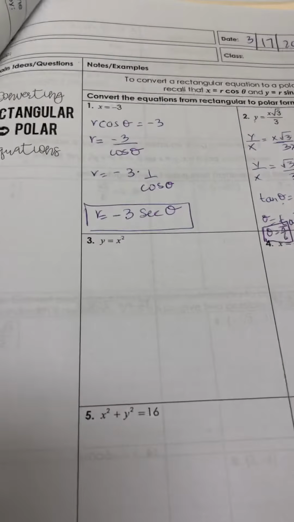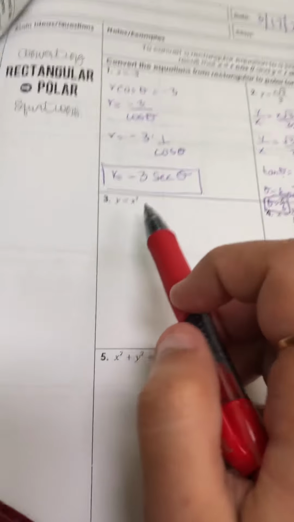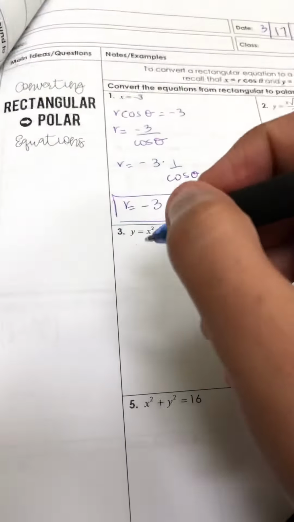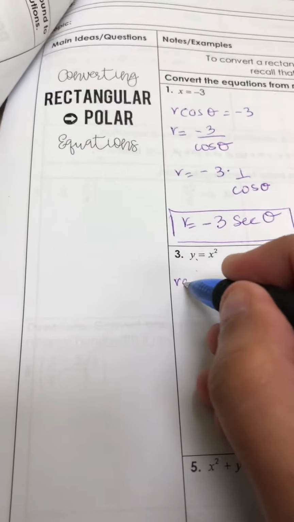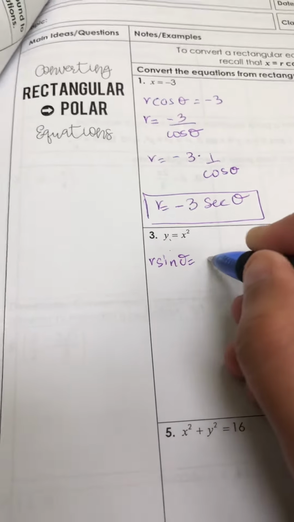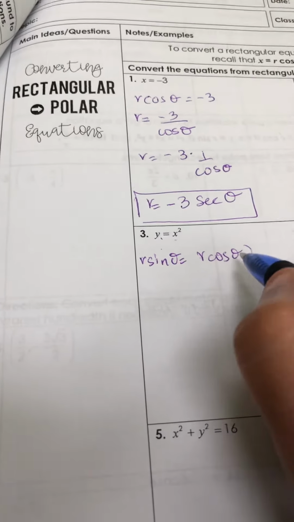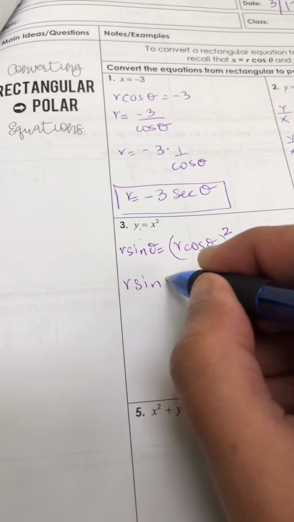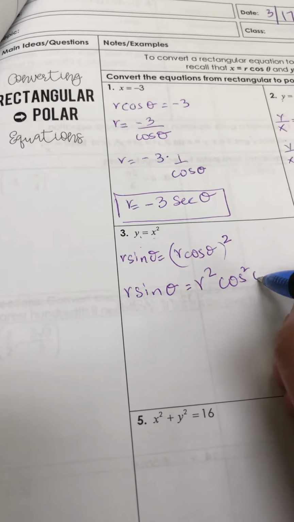Now let's go back to the next question. When we have y squared, the same step, we are going to replace y and x. Replacing y with r sine theta equals x with r cosine theta. Because it's whole squared, I'm going to square it, so I get r sine theta equals r squared cos squared theta.